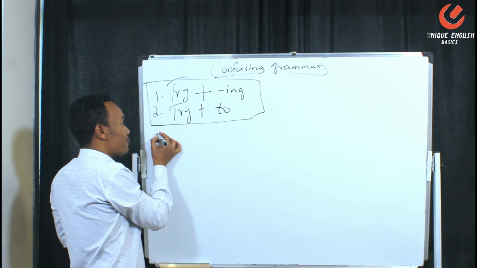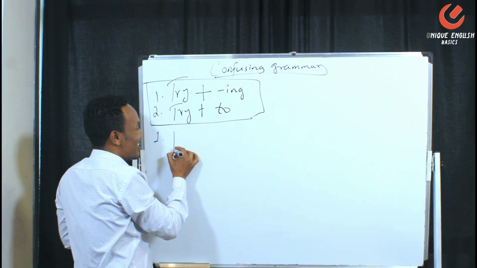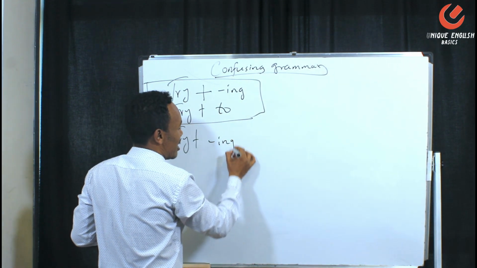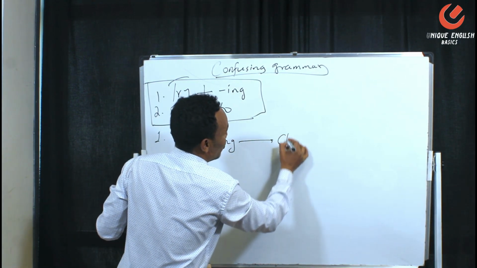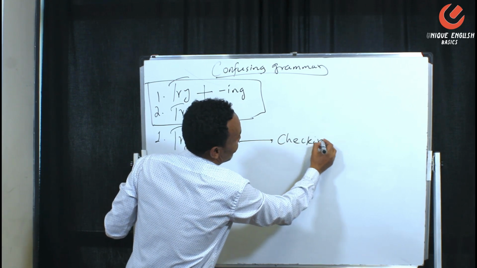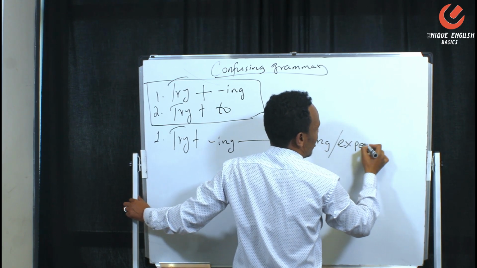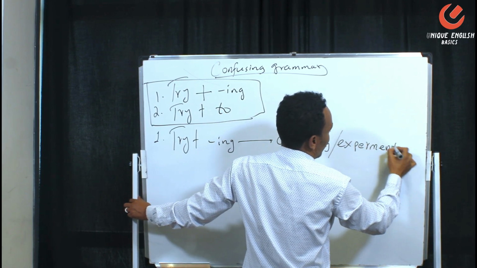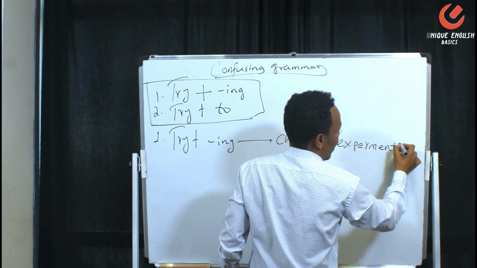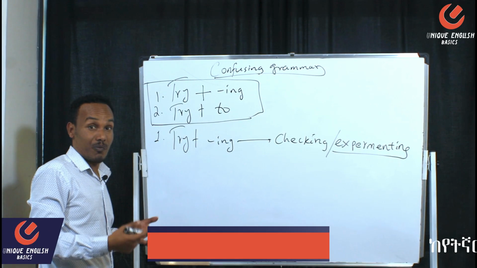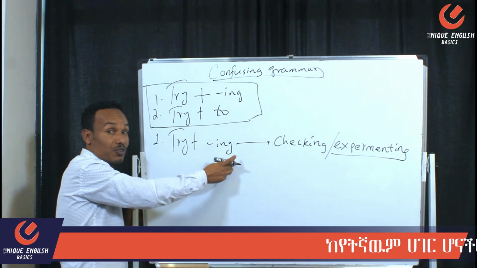All right. Here is the first thing. When try is followed by ing, the meaning is just checking. What's the meaning? Checking or experimenting. You are experimenting, you are checking something when the word try is followed by ing.